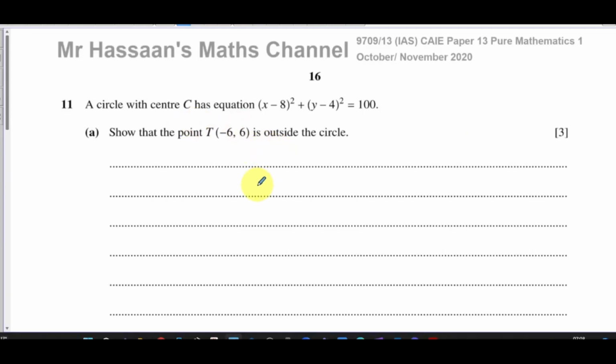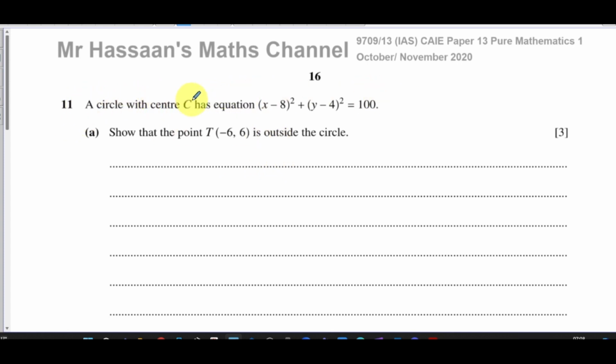This is Mr. Hassan's Maths channel, and I'm now going to be answering question number 11 from the October-November 2020 Pure Mathematics P1 paper. This is paper 1, variant 3. This is from the 9709 Cambridge syllabus. And this question is about circles.